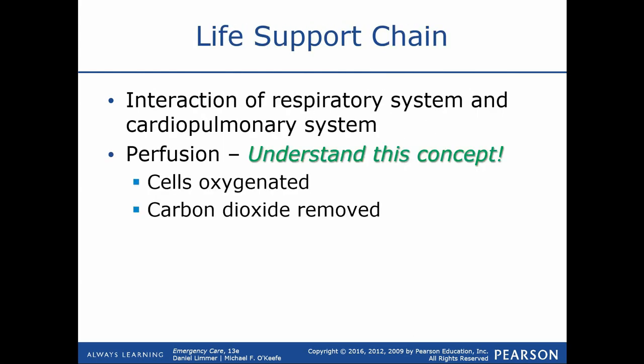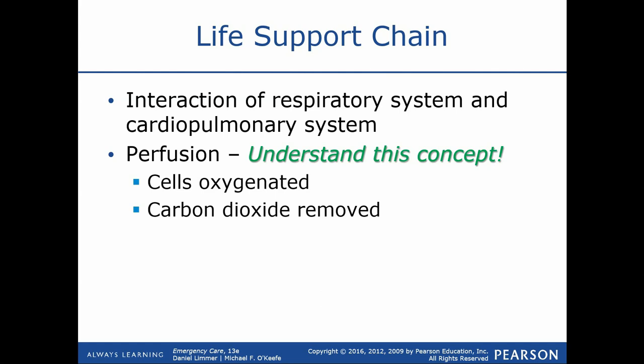So the life support chain, the interaction of the respiratory system and cardiopulmonary system. We talked about this a little while ago, right? The heart and the lungs themselves have to work cohesively together, because the heart does a good job of circulating the blood and the lungs do their job of exchanging gases. If either one of them fails, if they break down or fail to work together cohesively, then the body itself suffers and we'll start to see significant decreases in our patient's condition.